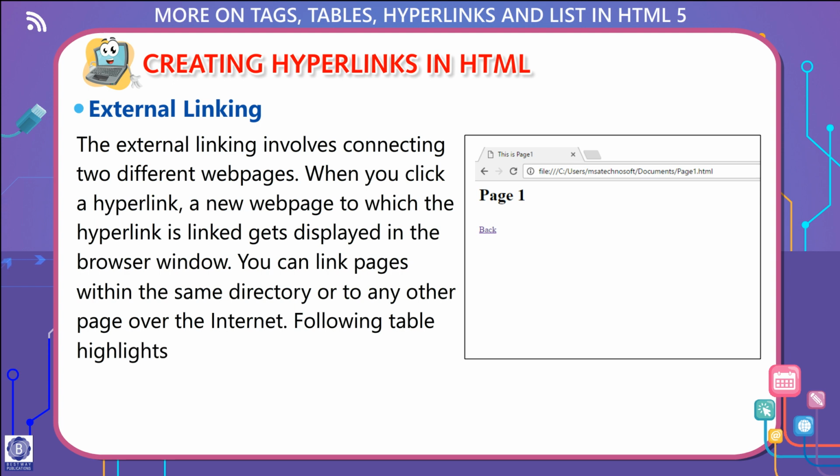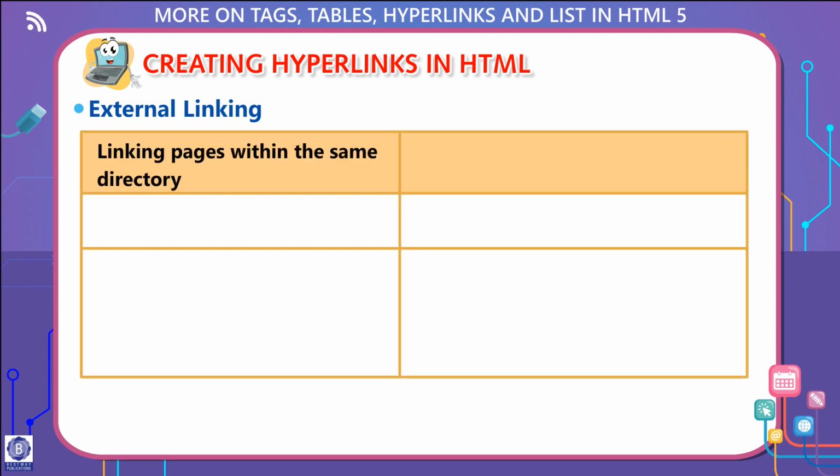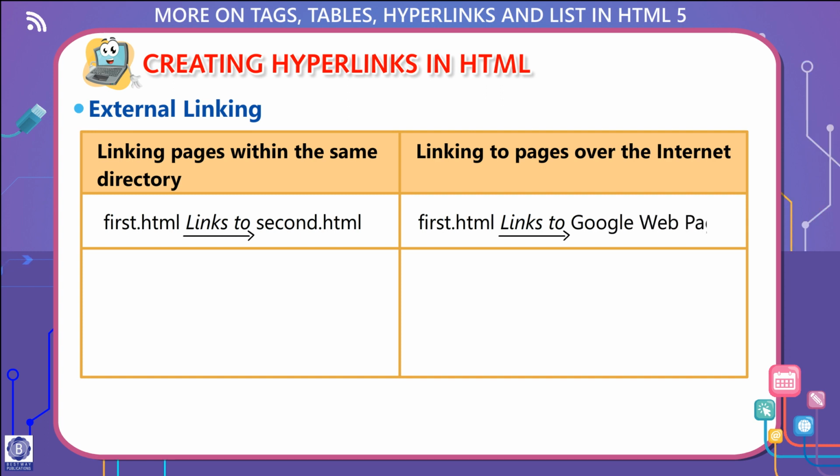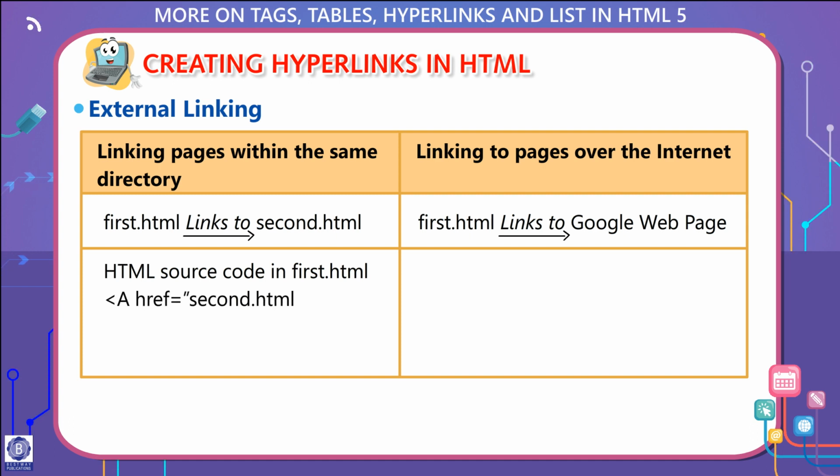Following table highlights some examples of external linking. Linking pages within the same directory. Linking to pages over the internet. First.html links to second.html. First.html links to Google web page. HTML source code in first.html: <a href="second.html">Click to open second file</a>.